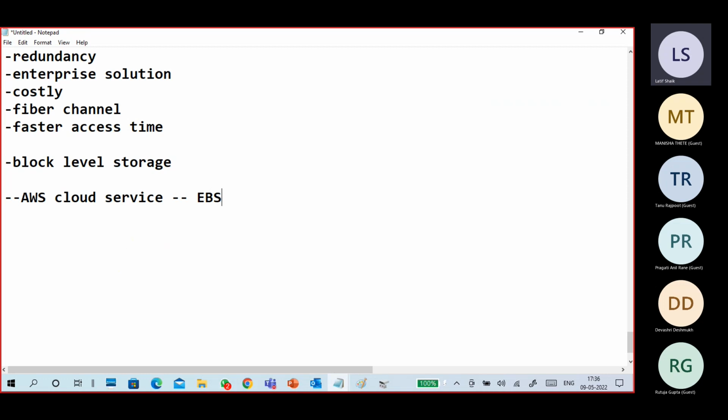EBS, elastic block storage, in the AWS cloud service. The concept is the SAN concept only, block level storage. Similarly, we have S3 buckets. This is object storage, object level storage.